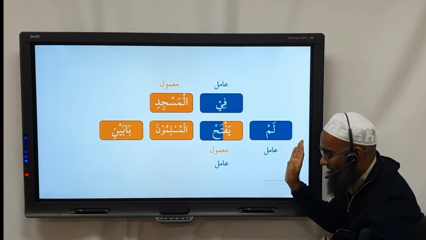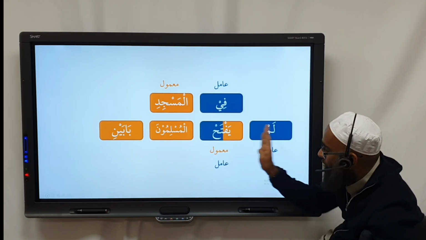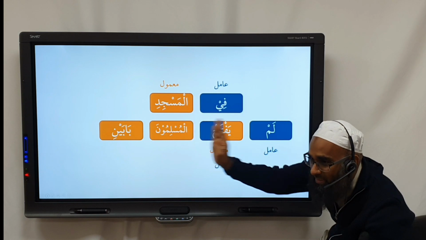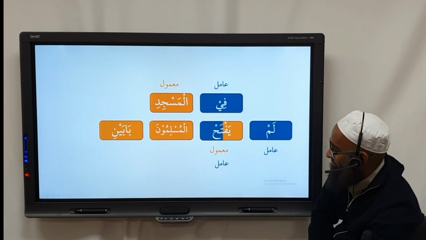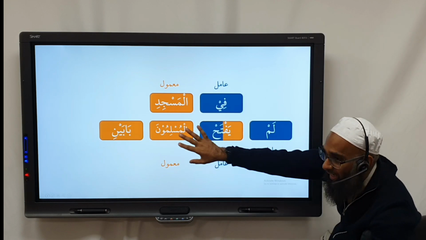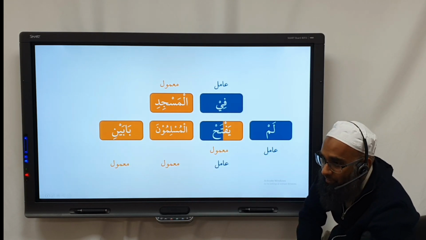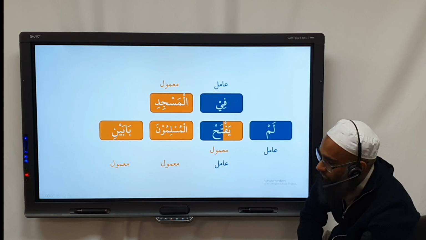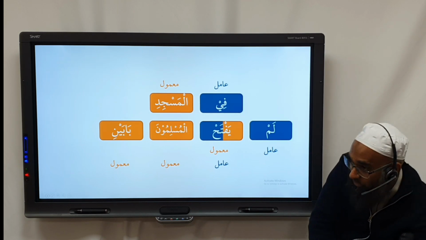Very good, Azim. It's ma'mul to lam, but amil to what's after it. So yaftah is the ma'mul of lam, but it's also the amil of muslimun. It makes the fa'il marfu and it makes the maf'ul bihi what? Majroor? Sorry, I'm making too many mistakes. Is it majroor or mansoob?